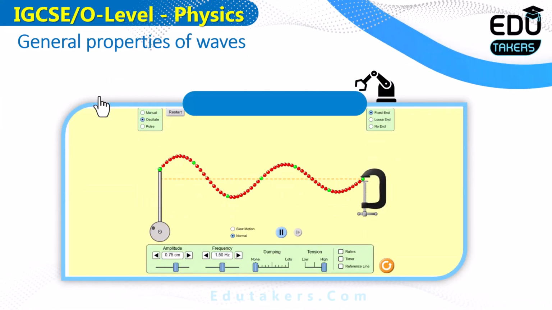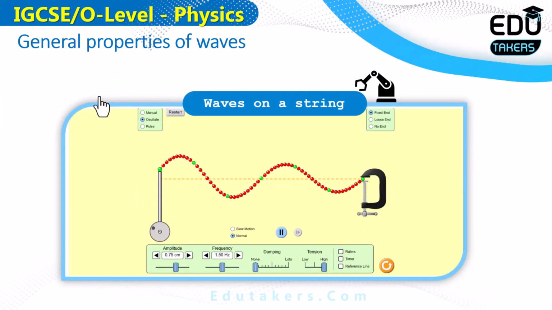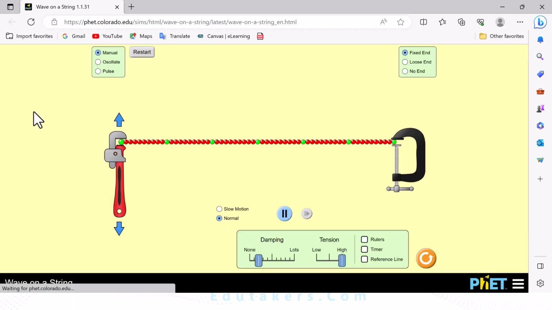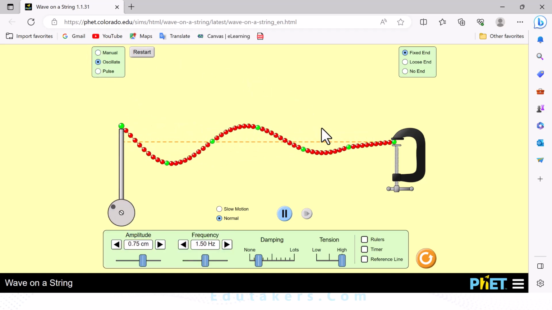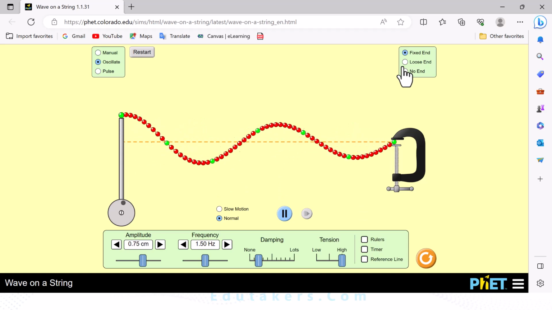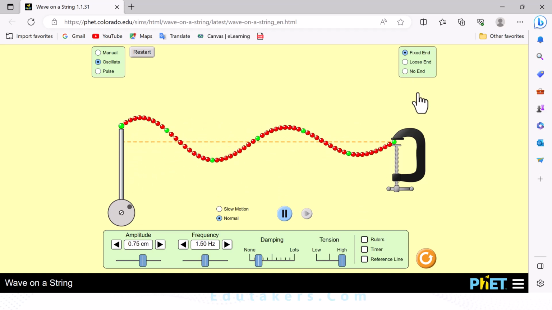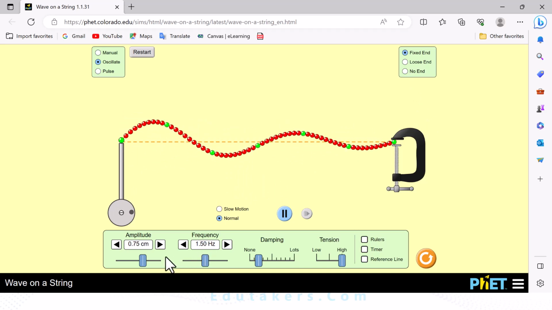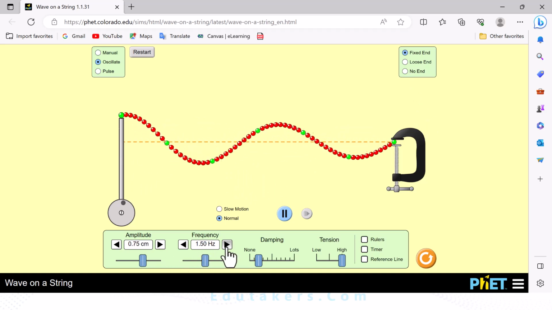Here is also a simulation related to the waves on a string. Let's open this as well. Here is the string, and when you have to produce the waves in the string, you basically need to choose a fixed end, a loose end, or no end. First of all, I fix the end. You can see here the waves are produced in the string. You can change the amplitude as well as the frequency.